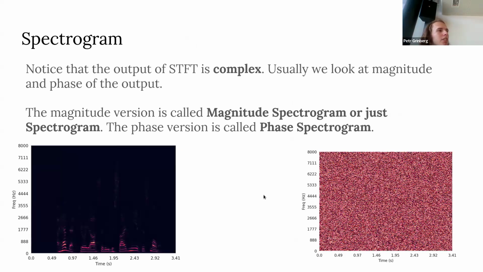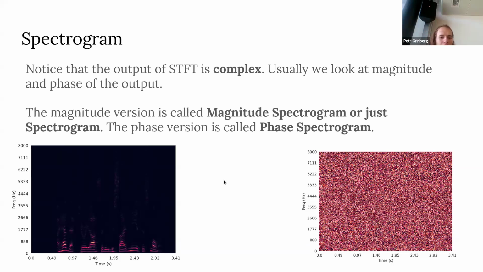Because the Fourier transform is complex, the output of my STFT is also complex. And usually we don't want to work with complex numbers because it's complicated. We work with the magnitude, so the absolute value of each complex number, and with the phase, so the argument of the complex number. So from the STFT, which is complex, we can get a magnitude spectrogram, which is real, and a phase spectrogram, which is real.